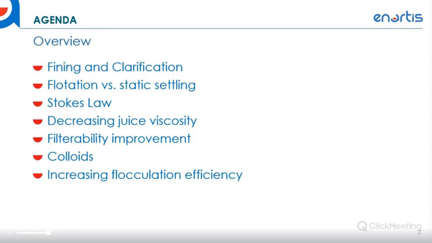As a general overview, I'm going to be talking about fining and clarification first, the differences between flotation and static settling. We'll address Stokes' law and how we can look at Stokes' law and understand how it affects clarification. We will talk about decreasing juice viscosity, an important component of Stokes' law. We'll talk about filterability improvement, colloids, and increasing flocculation efficiency.